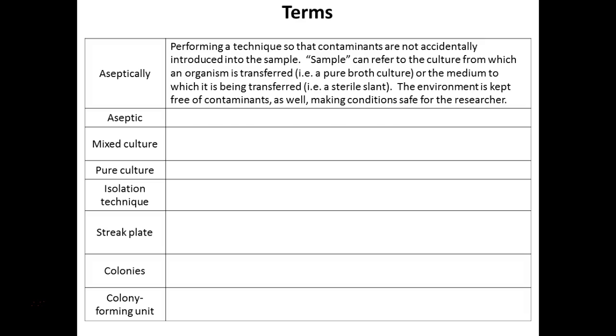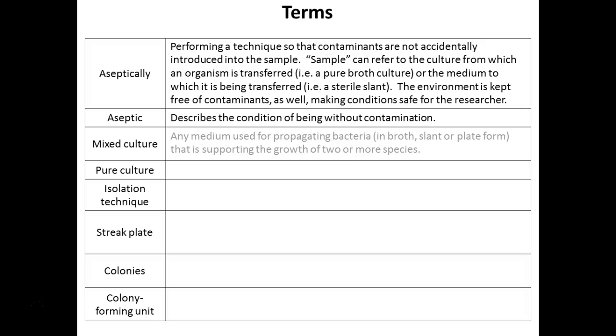So aseptic just means a condition without contamination, right? So we want to maintain this aseptic. Mixed means just that, right? Is there one organism? No, there could be two or three or, right, several organisms. So slants can get mixed, plates can get mixed, broths can definitely get mixed, right? How would you know that that was a mixed culture?